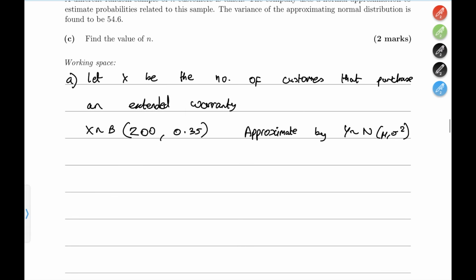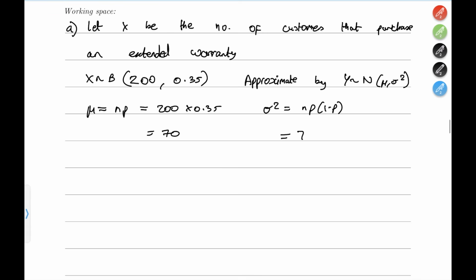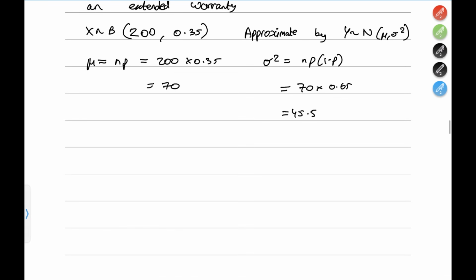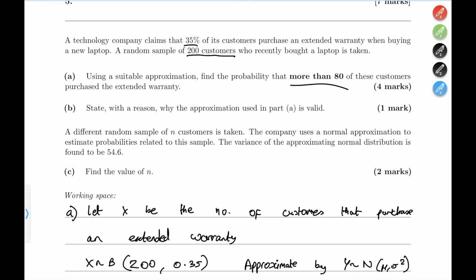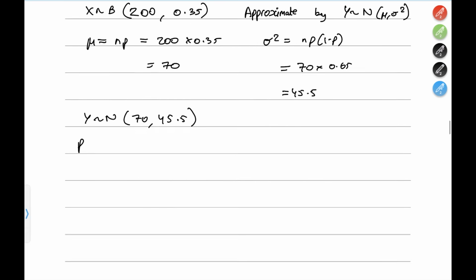So let's first start by finding the mean. So the mean is equal to np, which is equal to 200 times 0.35, which is equal to 70. And now the variance is np(1 minus p), which is 70 times 0.65, which is equal to 45.5. So we can say that our normal is now roughly N(70, 45.5).